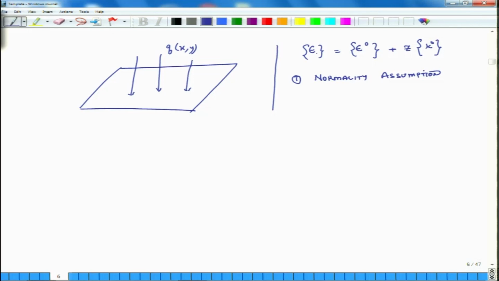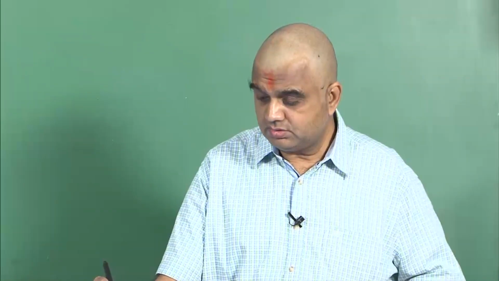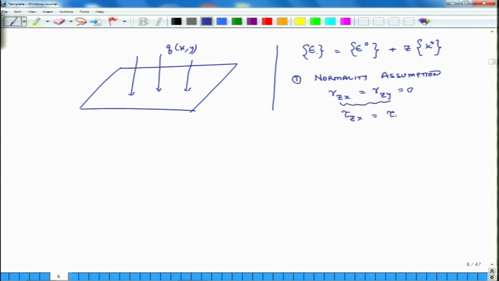And a consequence of this normality assumption was that we said that gamma zx is equal to gamma zy equals 0. Okay. So, this was the normality assumption, and because shear strain zx and shear strain zy is 0, and because at each layer the fibers are running parallel to the plane, we also said that tau zx is equal to tau zy is equal to 0.